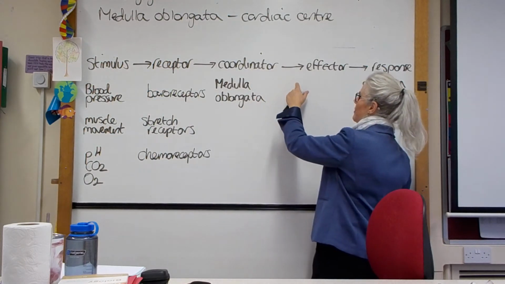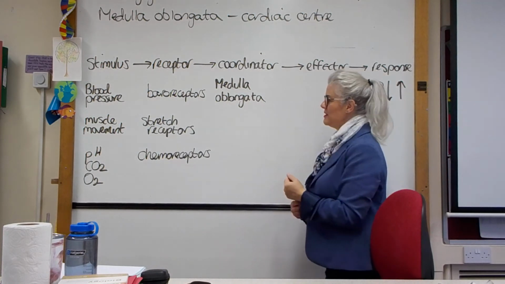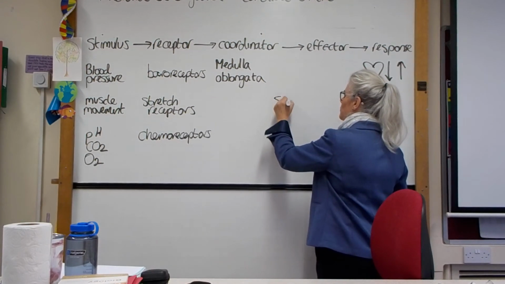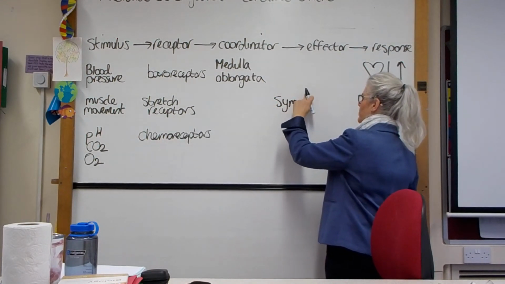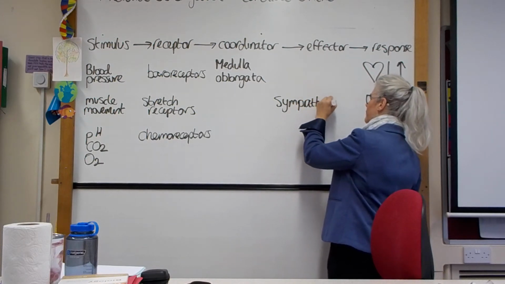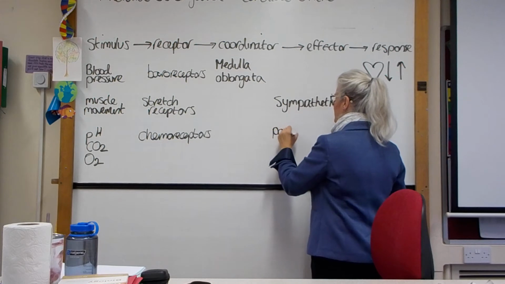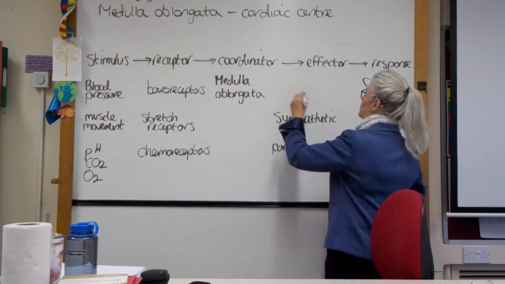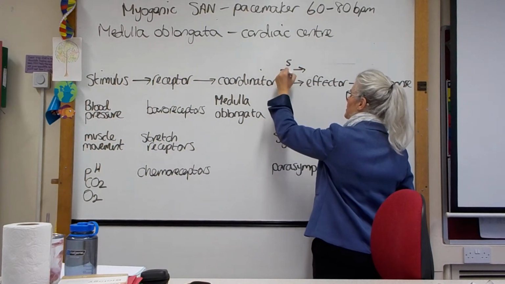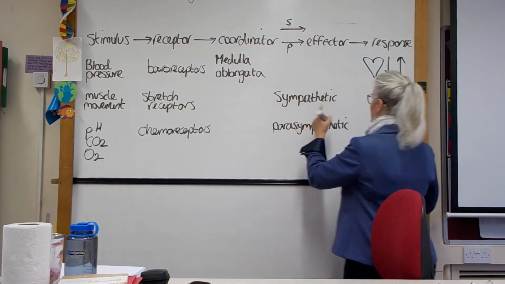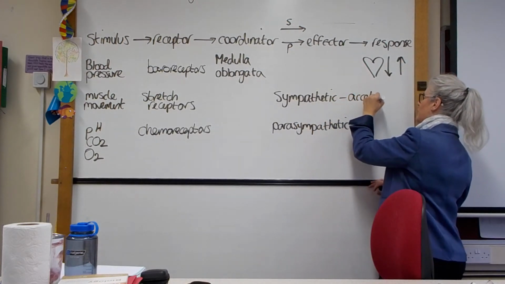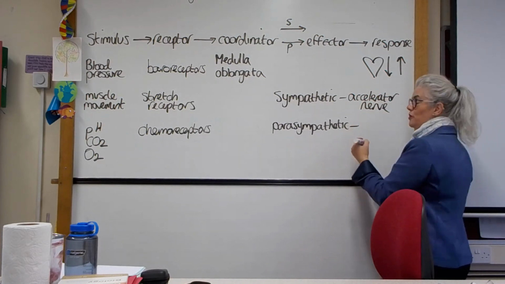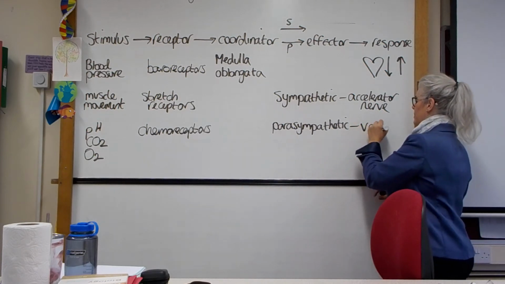Now the one thing we haven't talked about yet is this pathway from your coordinator to your effector. Now there are two different pathways. There's what's called the sympathetic, can't spell, or your parasympathetic. So two lines going here. One could be sympathetic, one could be parasympathetic. Now, the sympathetic is called the accelerator nerve. The parasympathetic, you can call it the decelerator nerve or the vagus nerve.